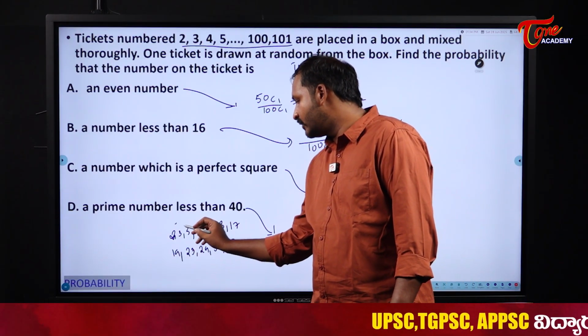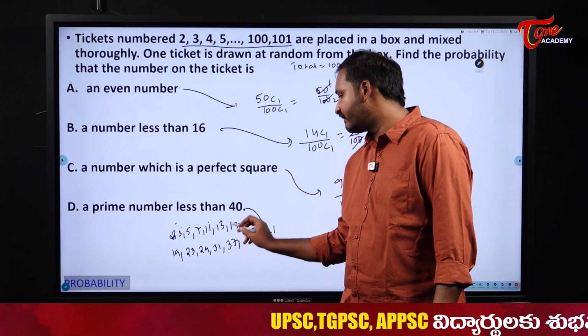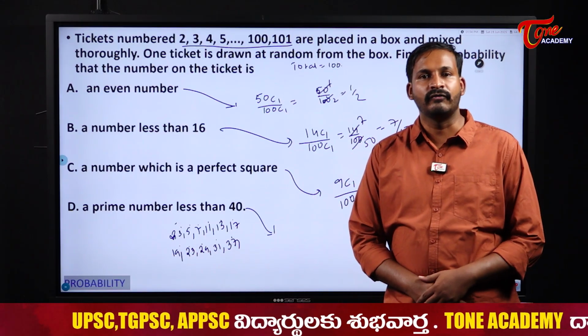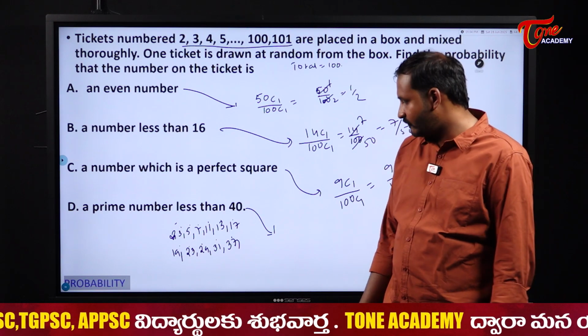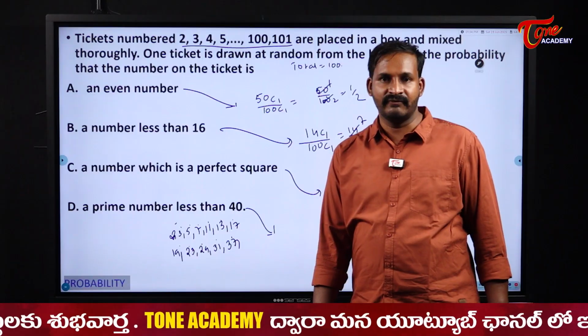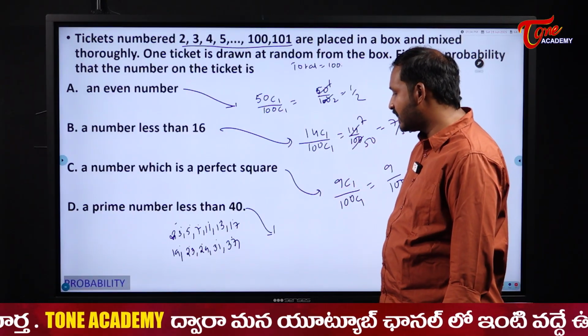So how many numbers? 1, 2, 3, 4, 5, 6, 7, 8, 9, 10, 11, 12. We have 12 prime numbers less than 40.